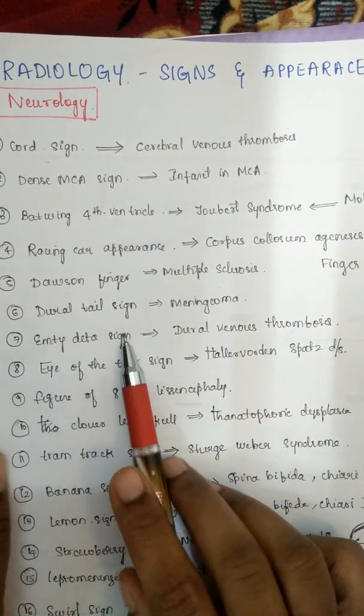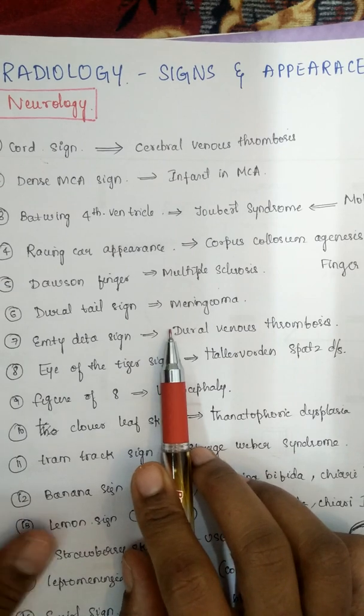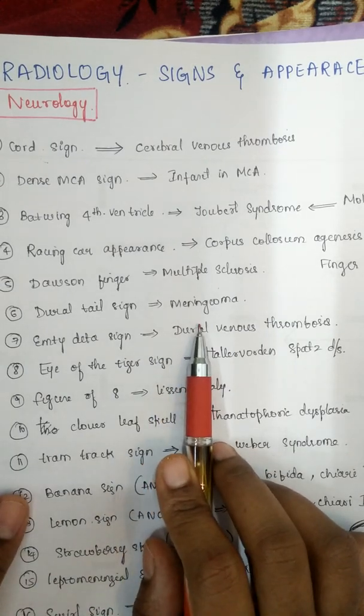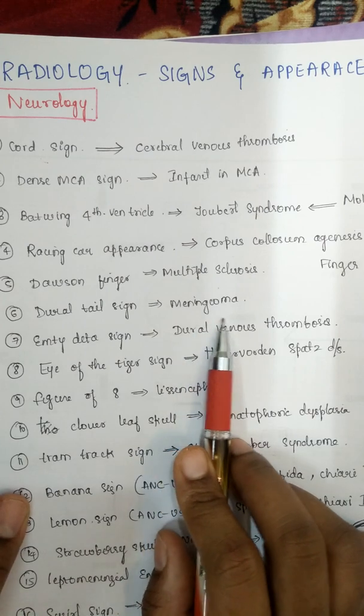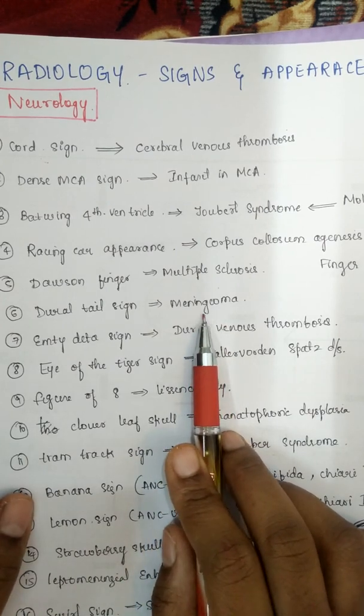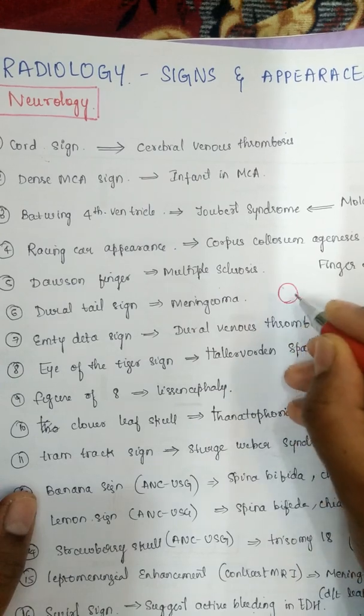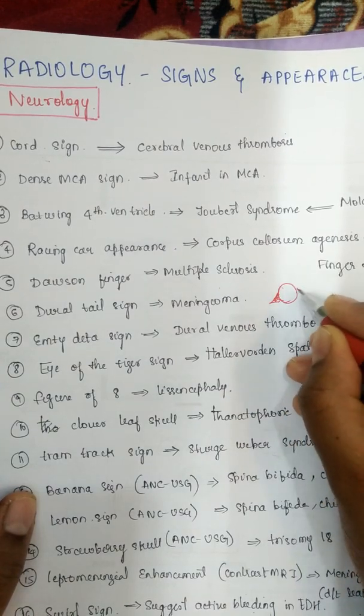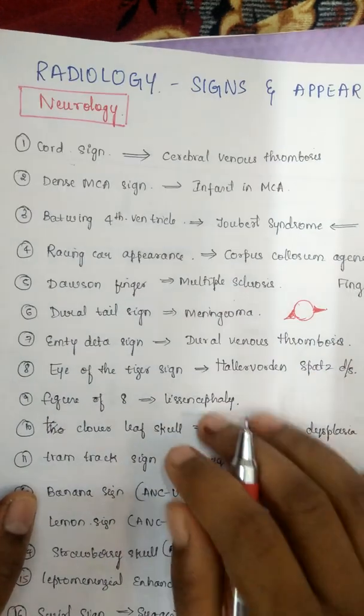Next is the dural tail sign. Dural tail sign is seen in meningioma. It is nothing but the reactive dural thickening that occurs at the sides. Imagine this is a meningioma; at the sides, you will have this dural thickening. This is known as dural tail sign.